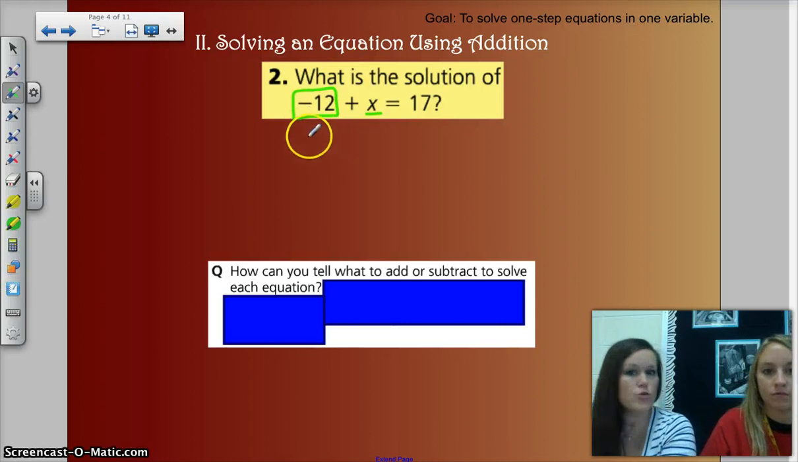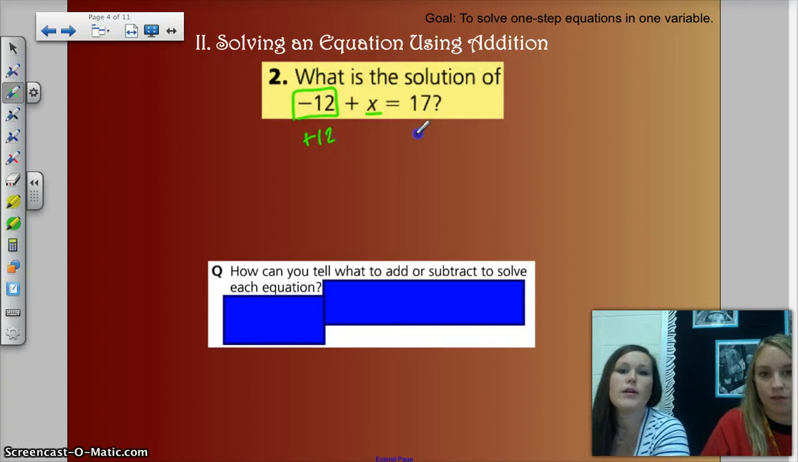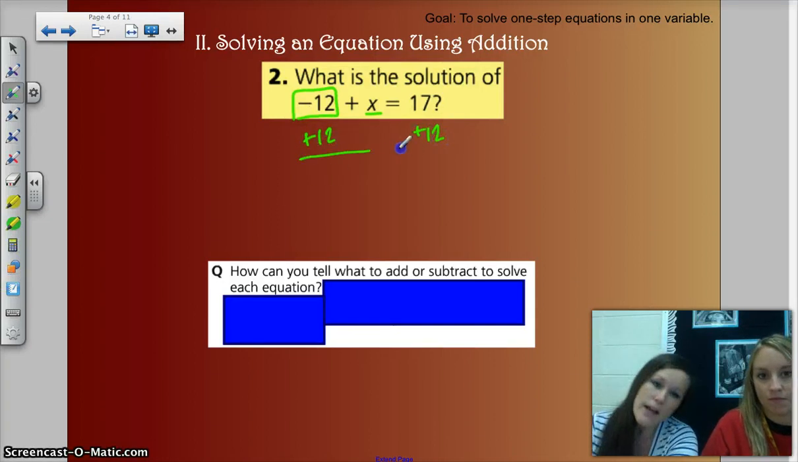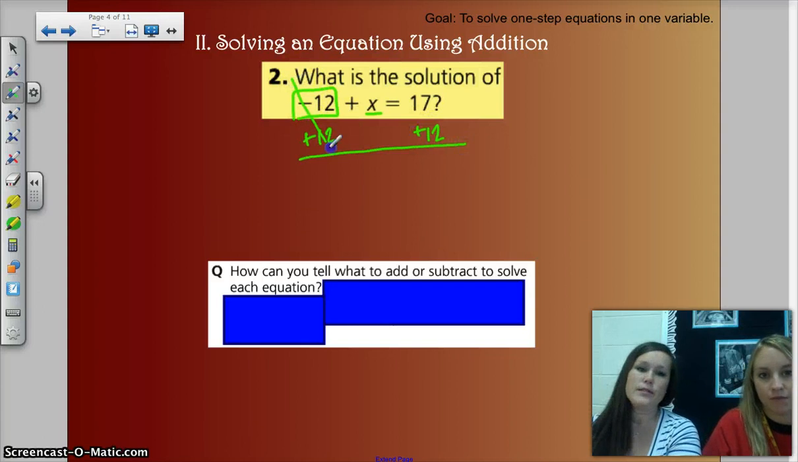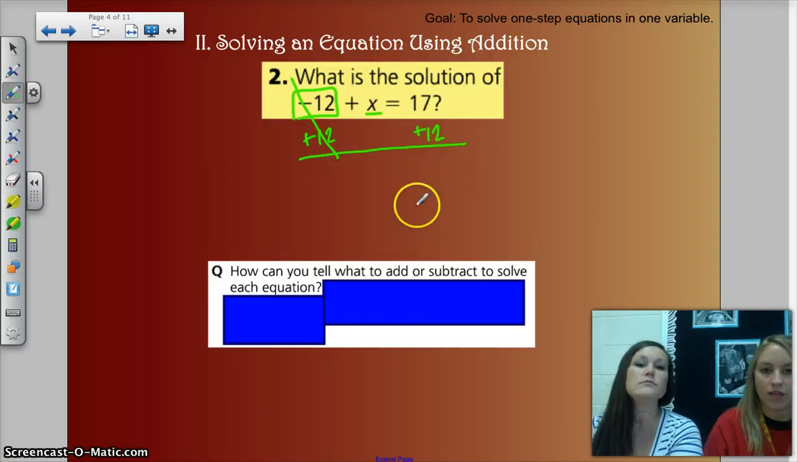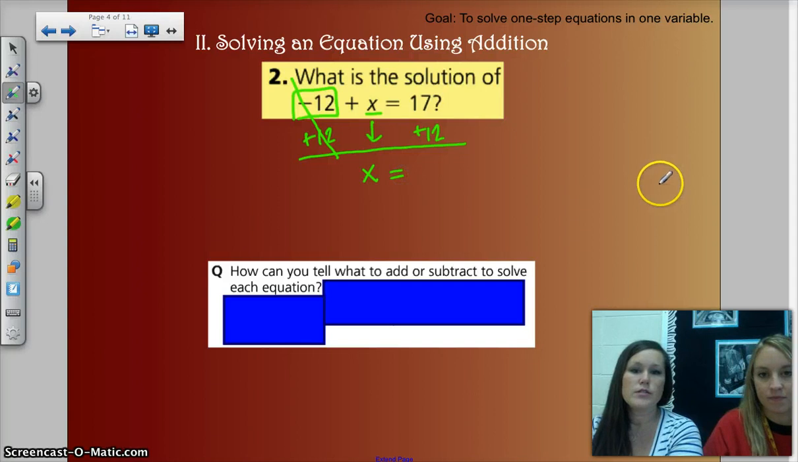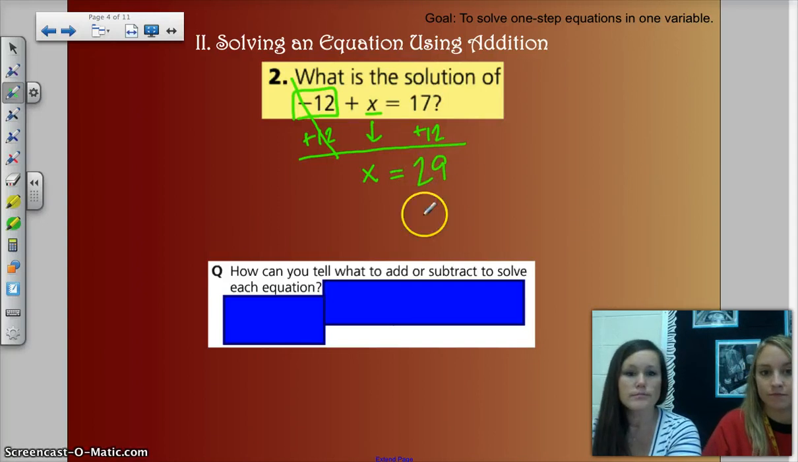So I'm going to add 12. Plus 12 on the other side too, because whatever you do to one side, you got to do to the other. Negative 12 plus 12, nothing. Bring down your x. 17 plus 12 is 29. There you go.